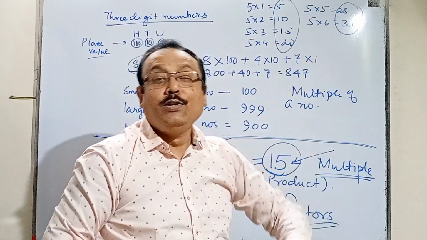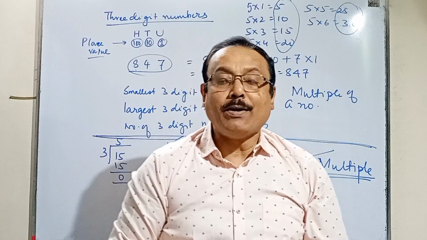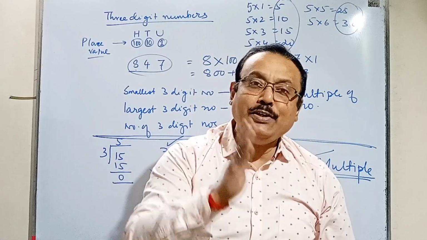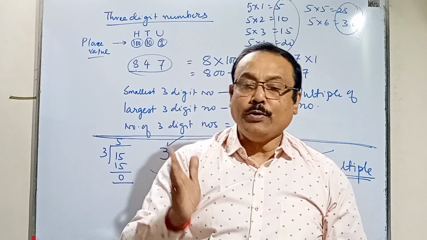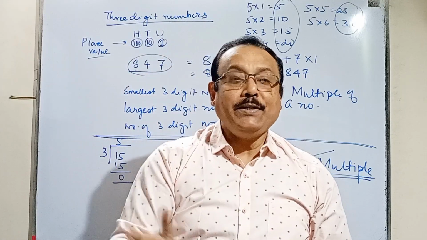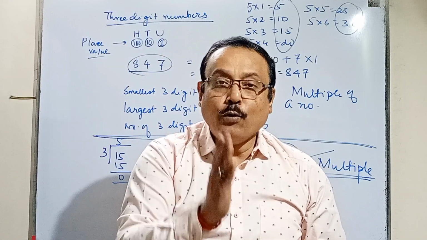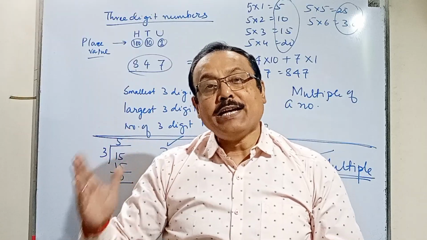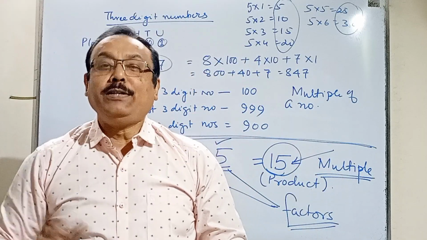So if it is asked multiple of 7, what does multiple of 7 mean? 7 into 1, 7. 7 into 2, 14. 7 into 3, 21. 7 into 4, 28. 7 into 5, 35. These values 7, 14, 21, 28, 35, 42 are multiples of 7.